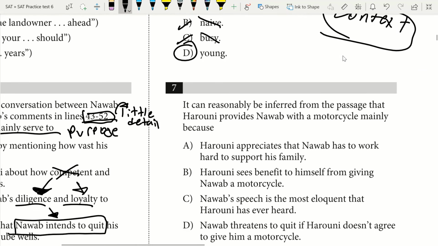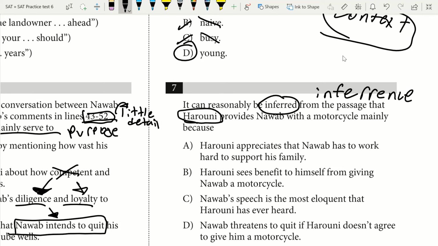It can be reasonably inferred from the passage that Haroni provides Nawab with a motorcycle mainly because what? Okay, this is an inference question. Anytime we see the word infer, we know it's going to be an inference question. So we're inferring why Haroni provides Nawab with a motorcycle. Well, we know that Haroni really only makes decisions if they benefit him. He's pretty selfish in that way. He doesn't really see things from Nawab's perspective. He's more interested in maintaining his comfort.